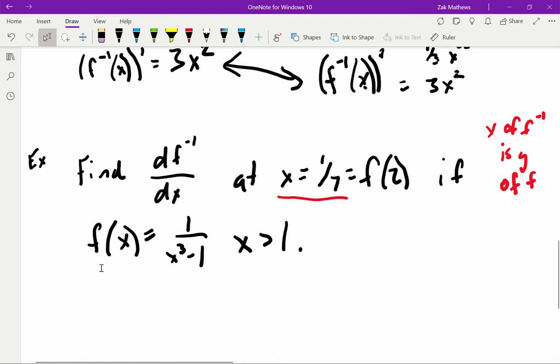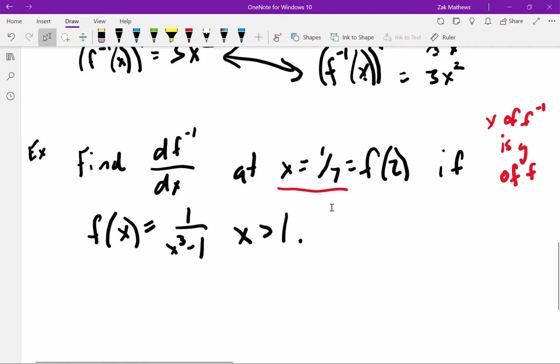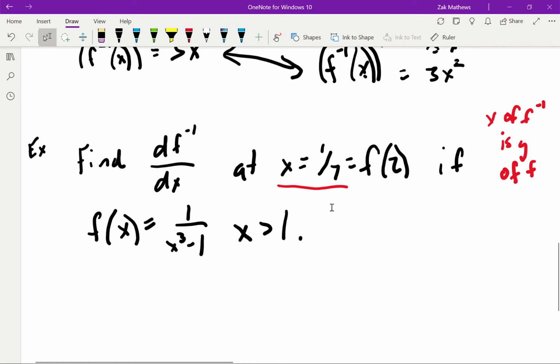So we could have put the 1/7 over here, we would have had to have figured out what x was to give us that 1/7. But in this case, we've been given that information. All right, so I'm going to apply my theorem so I never actually have to find the inverse function. I'm going to start by just taking the derivative of f.